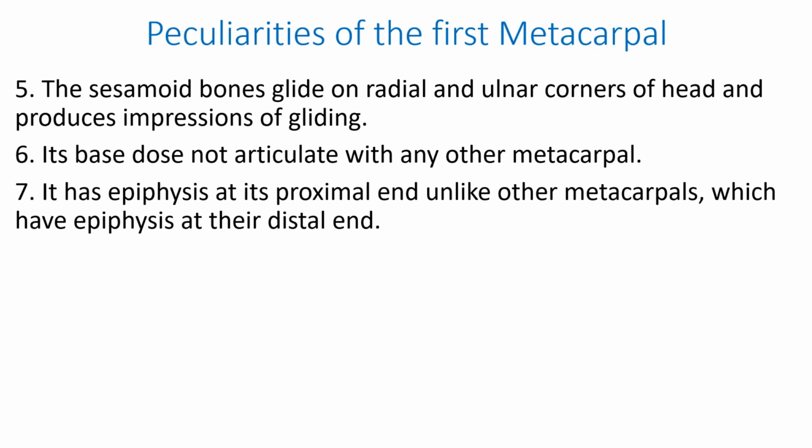The reason is because it has two parts, the head and the base. It lacks a shaft. The head will articulate with the scaphoid bone. Then the base does not articulate with any other metacarpal. Then it has an epiphysis at its proximal end, unlike other metacarpals which have an epiphysis at their distal end. So these are the peculiarities or the distinguishing features of the first metacarpal bone.